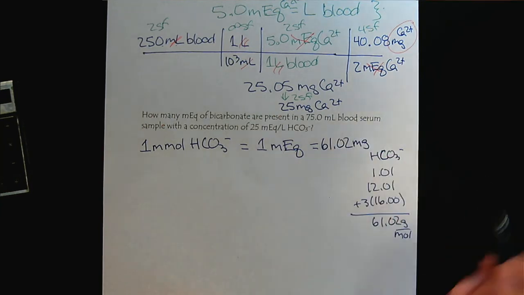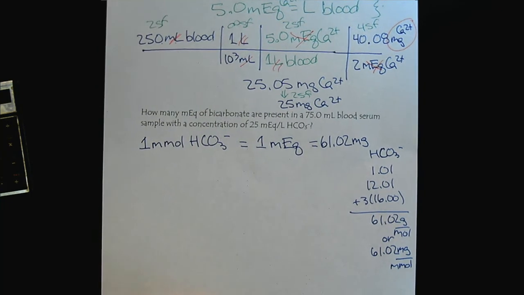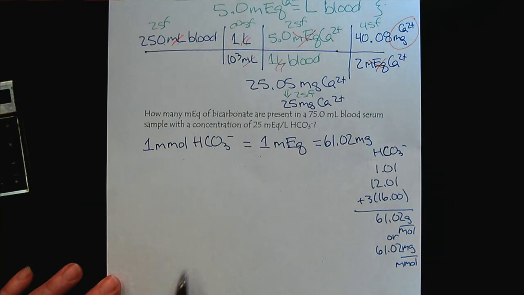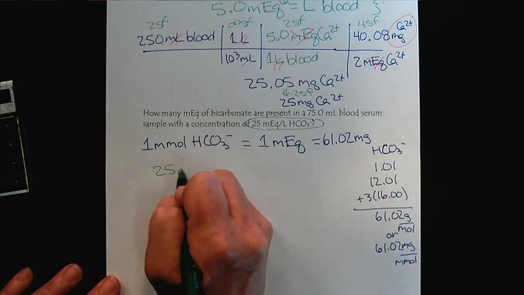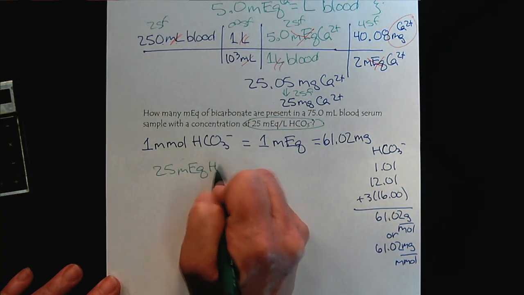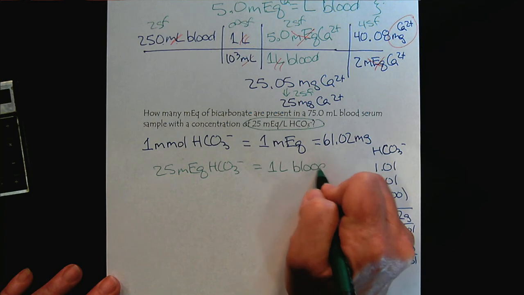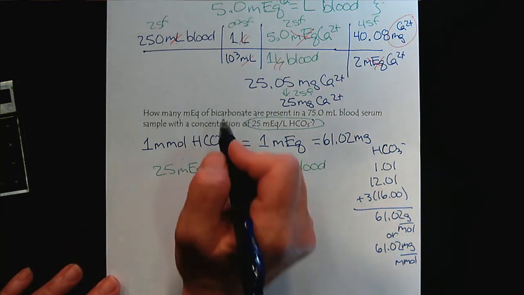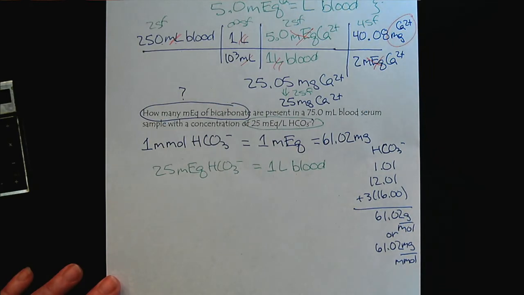So 61.02 grams per mole, or 61.02 milligrams per millimole, all right? Okay, so this is what we bring to the table as students of chemistry. The question lets us know that there's 25 milliequivalents of bicarbonate in every liter of blood. So that comes from the question. And now we want to know how many milliequivalents. That's what we're trying to calculate, the milliequivalents of bicarbonate.